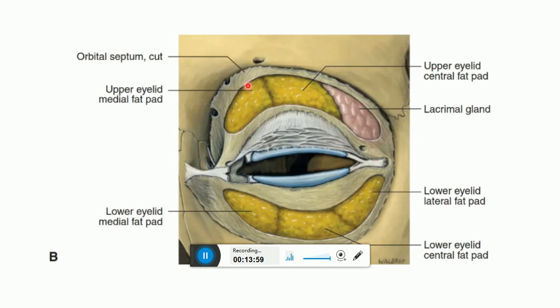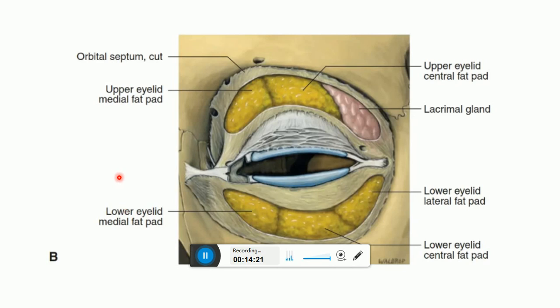Now, if we cut the orbital septum, what will be posterior? Posterior, there will be orbital fat pads. Orbital fat pads, also known as pre-aponeurotic fat pads, behind the superior septum, behind the inferior septum. And here you can see the lacrimal gland.